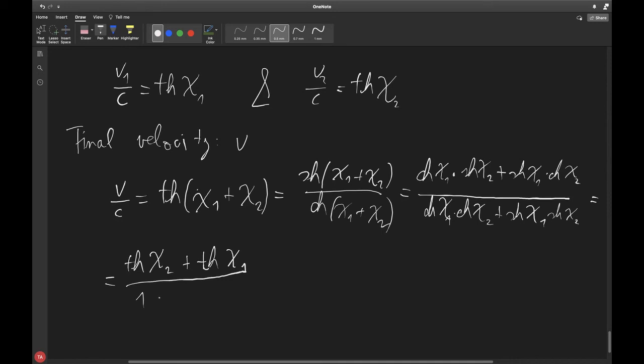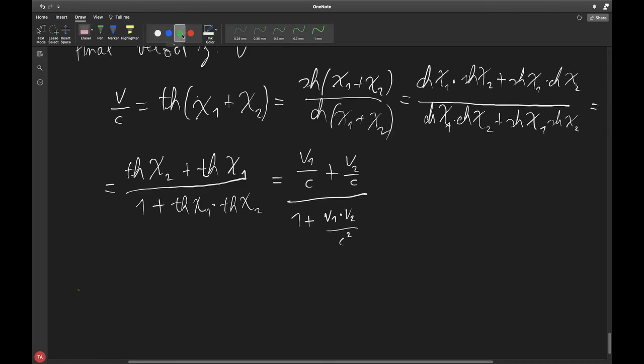So since I did that, this is going to become 1. And then with the sum, we have to do these divisions with the sine hyperbolics as well. So this is going to lead to the tangent hyperbolic of chi 1 multiplied with the tangent hyperbolic of chi 2. That's nice because all of these mean ratios of velocity and the speed of light. So this is v1 over c plus v2 over c, and this is divided by 1 plus v1 multiplied with v2 divided by c squared.